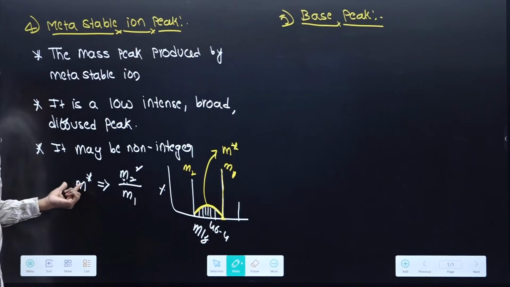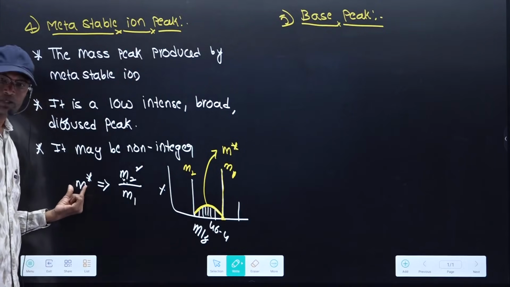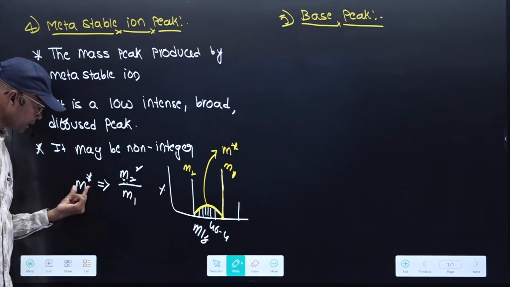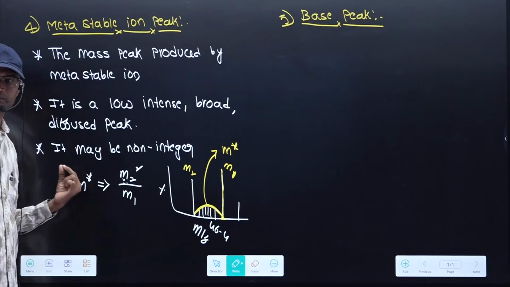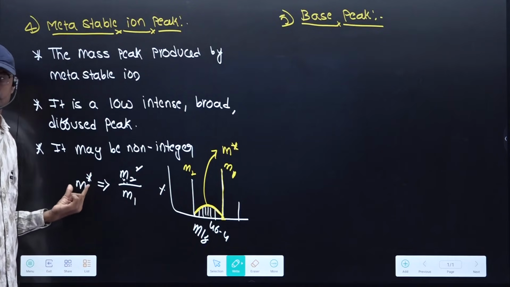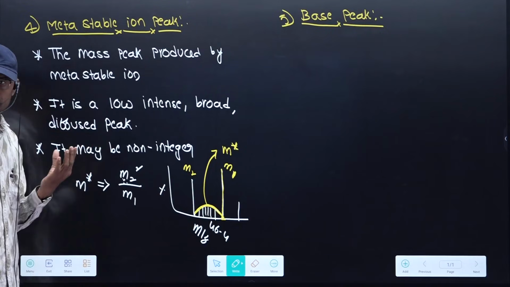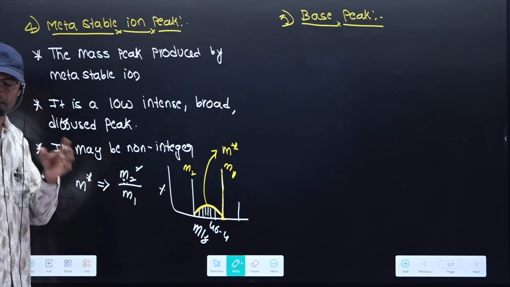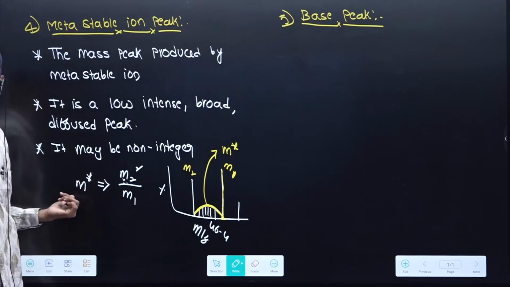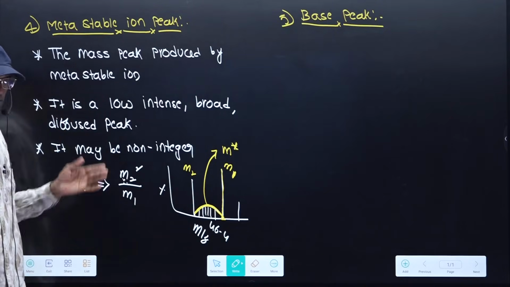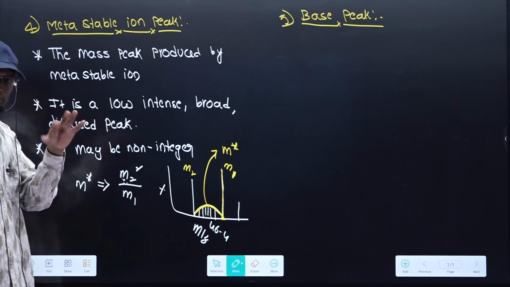What is M star? The apparent mass of the metastable ion. What is the difference between apparent mass and mass? Apparent mass means whatever you are getting, whatever you calculate, differs by 0.1 to 0.4. You will not get an accurate value. Some difference you will get. So we are calculating and we are getting some value.